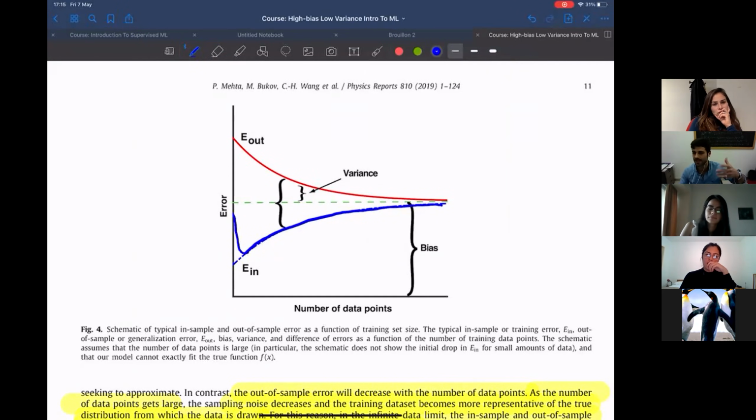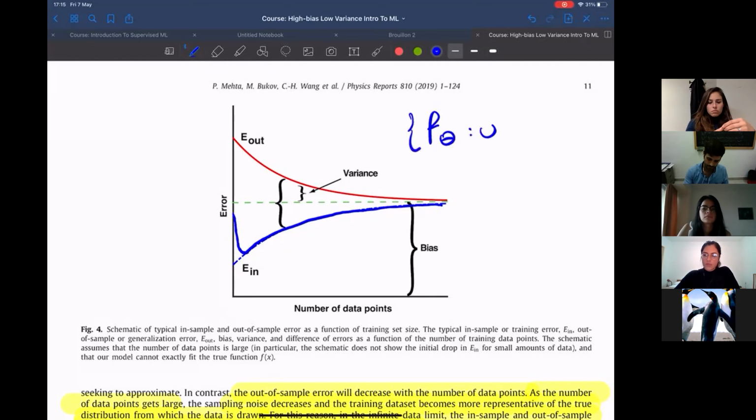Here they don't show it because they assume that we are already in a regime where we have a lot of training data. But in reality, if you have a very small amount of training data, what you first observe as you increase the number of data points is that the training error will be small and then will increase. And why do you have first a decrease? Because given some model that you use for training, here the model is fixed. We have chosen a hypothesis class, and we are training our model in this hypothesis class.